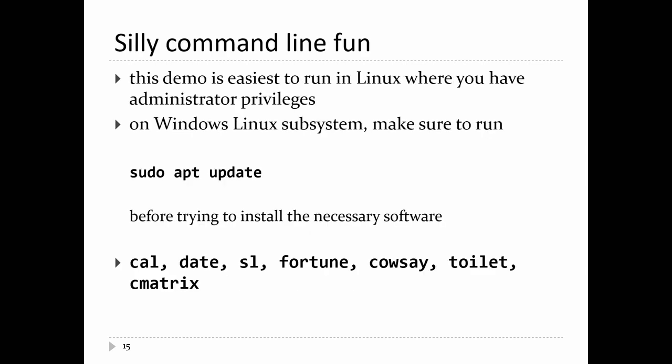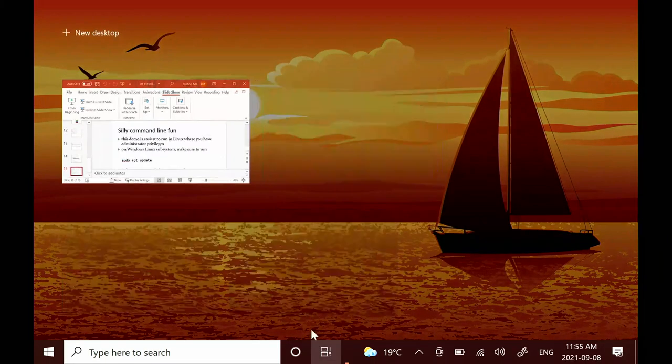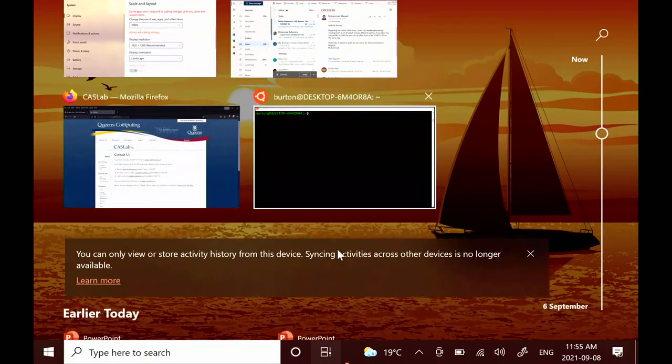Silly command line fun. Okay, so basically I'm going to give you a very quick demo of what it's like to use a command line interface. Now if you're using Windows and you've installed the Linux subsystem recently, and you want to repeat what I'm doing here, in the console you have to type sudo apt update to update your Linux installation. Otherwise you won't be able to install this software that I'm about to run.